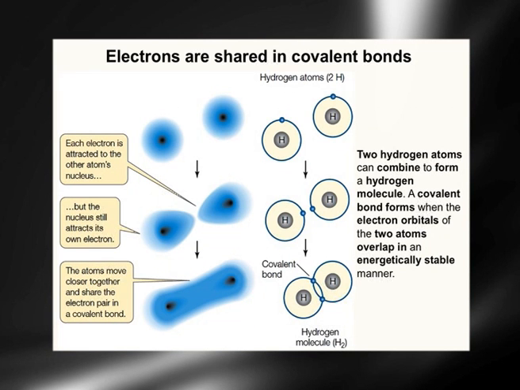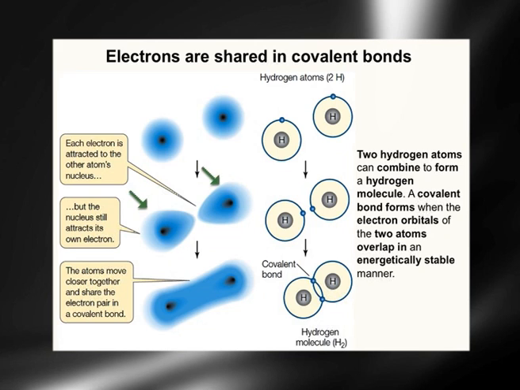Now, this picture kind of explains how a covalent bond is formed by sharing electrons. Say a simple case, 2 hydrogen atoms are bonding with each other in a covalent manner to form a hydrogen molecule. See these 2 separate hydrogen atoms. These are their nucleus around which you have the electron in the orbital.